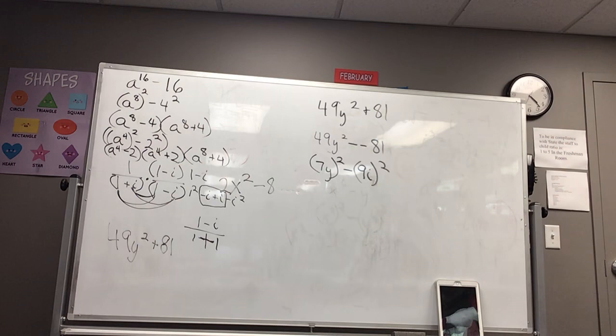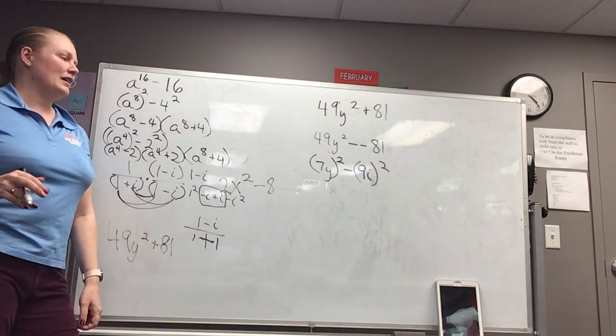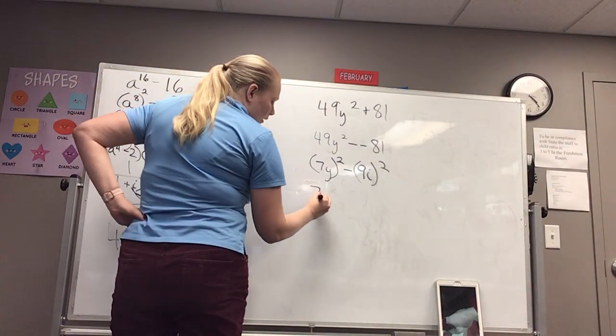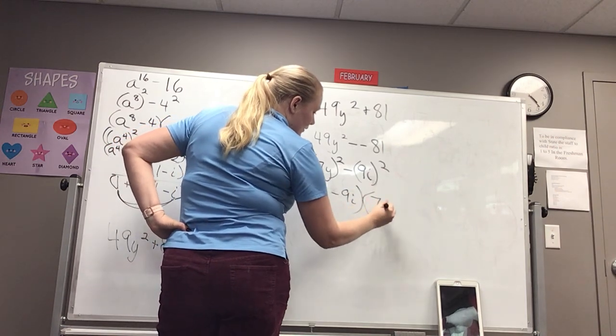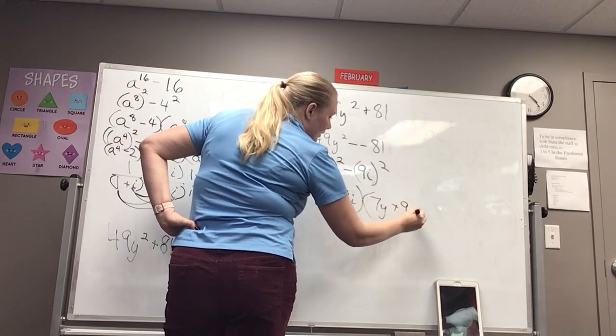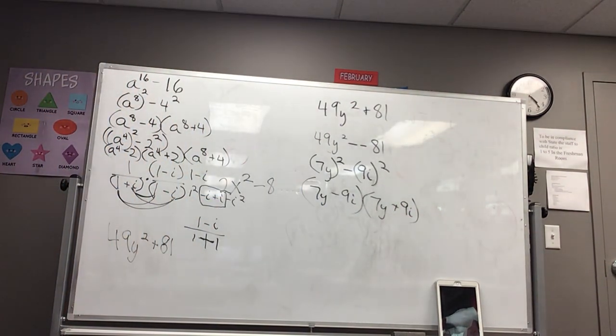And so it's not something that we use a whole lot. It's not a real factor. It's not a real answer. And so we don't deal with this when we talk about factoring, but it is technically equivalent to turn this into 7y minus 9i, 7y plus 9i. So again, of all the tests I've looked at, I've seen this once. But it is a possibility.